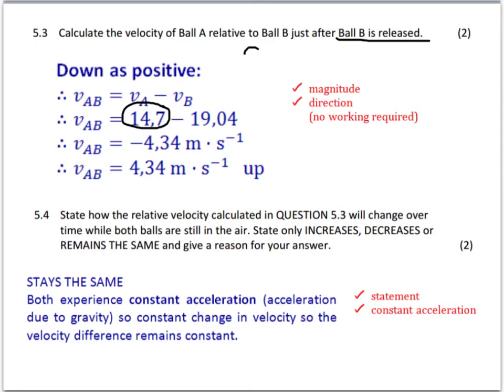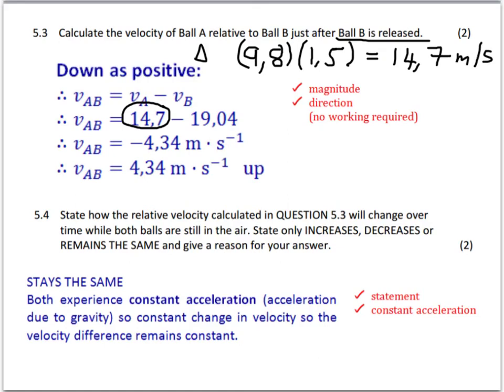So that means gravity has 1.5 seconds to act on this ball, 9.8, acceleration due to gravity, multiplied by 1.5 seconds, to give us a change in velocity of 14.7 meters per second. So the change in velocity of object A is 14.7 meters per second. That's where this number comes from.